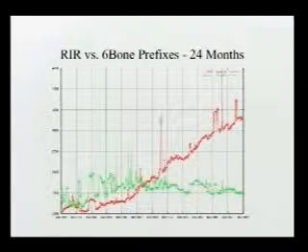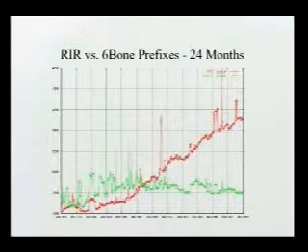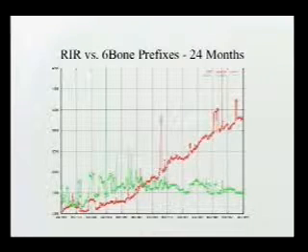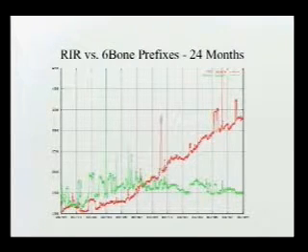And this is a breakdown of the RIR space versus the 6-bone space. So the 6-bone space is green, and the RIR space is red, and it's no surprise that the RIR space is getting bigger because they're starting to assign blocks, and in the beginning they weren't. It was just 6-bone. So the 6-bone's kind of going down a little bit, and the RIR is kind of going up. No big surprise.